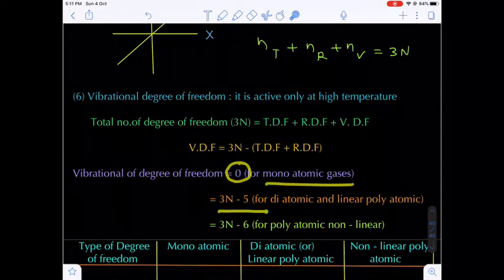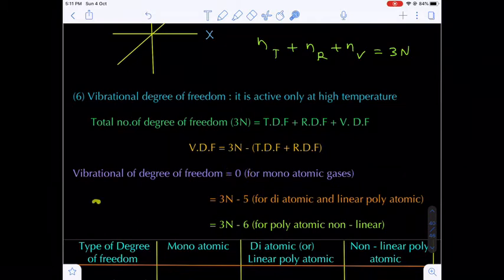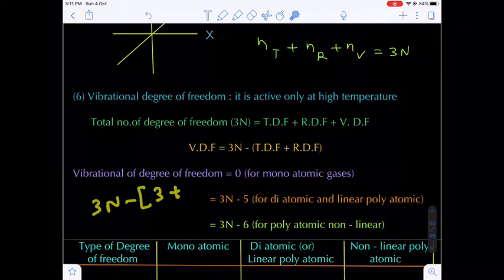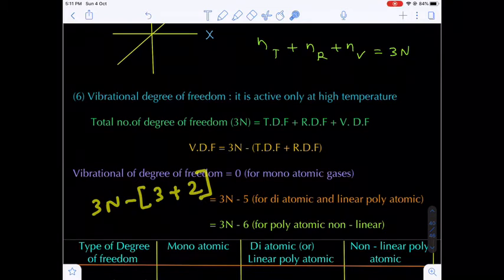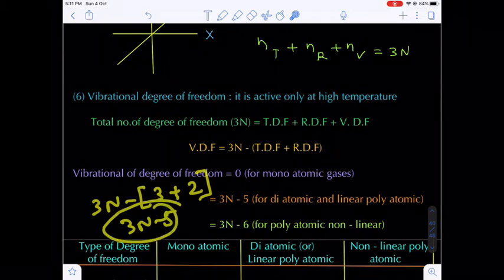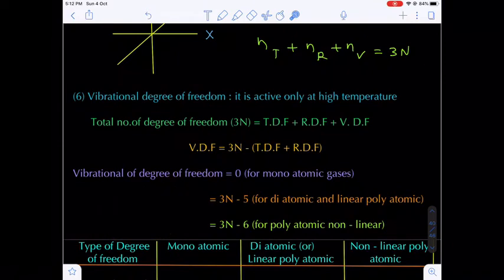But in case of a diatomic or linear polyatomic, the total is 3n minus the translational degree of freedom 3, and the rotational degree of freedom will be 2, so 3n minus 5. Are you getting my point? This corresponds to what? Diatomic or linear polyatomic. Are you getting my point?